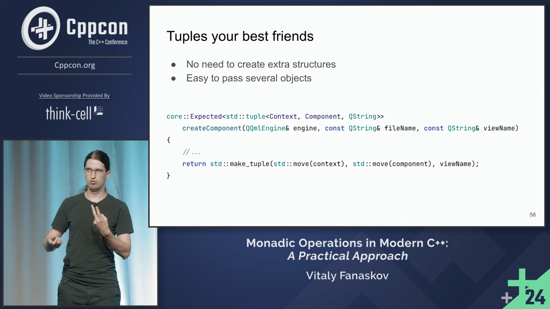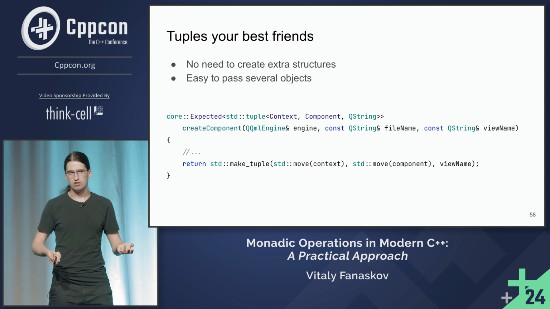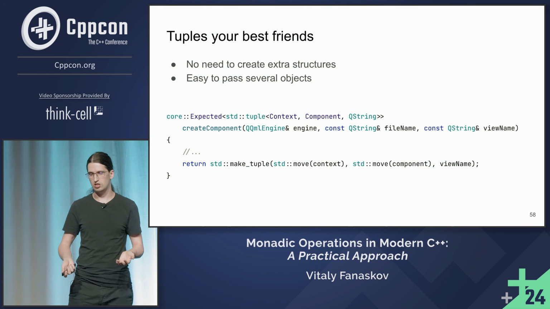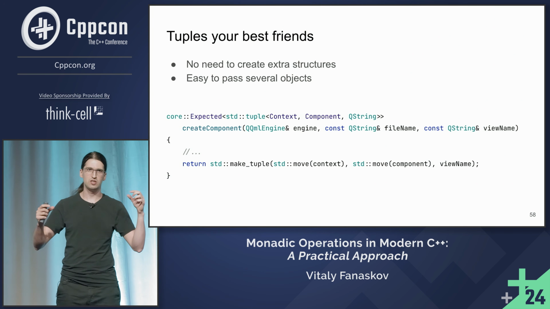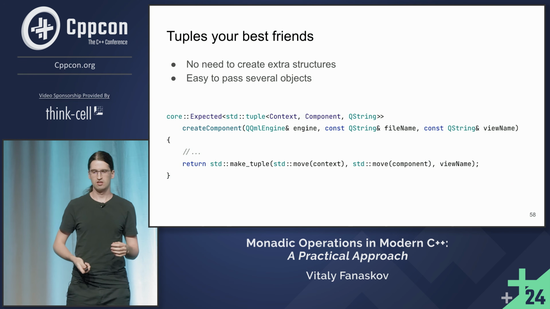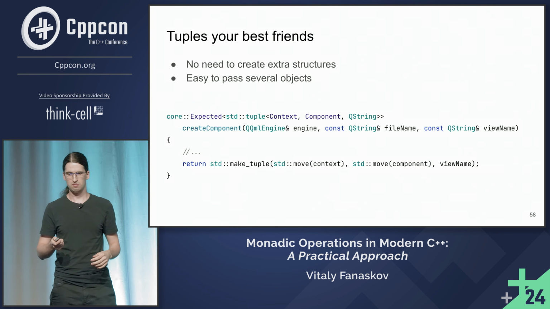If you have only 2 objects, then it's good. You can use pair, or you can use tuple. And you don't need to create extra structures. You can define everything in place. You can have even a small alias for it. And you can easily pass several objects between functions. Very good stuff. Utilize this one.